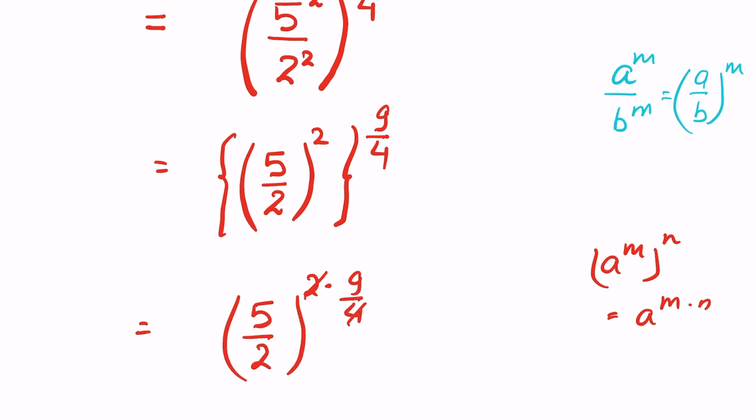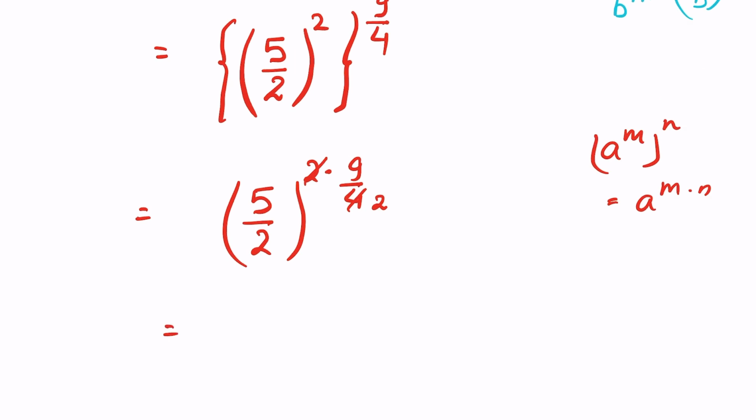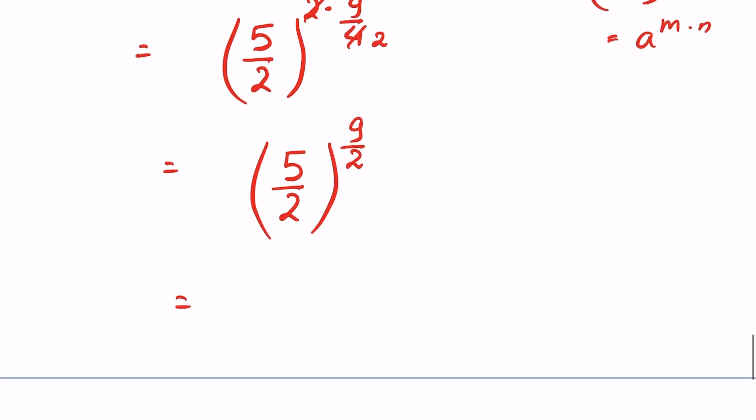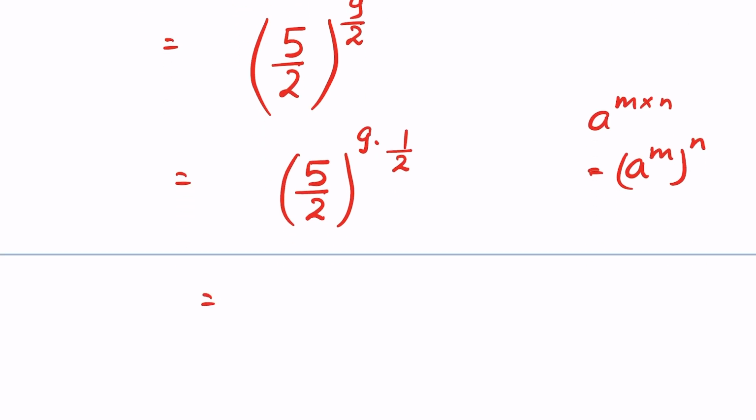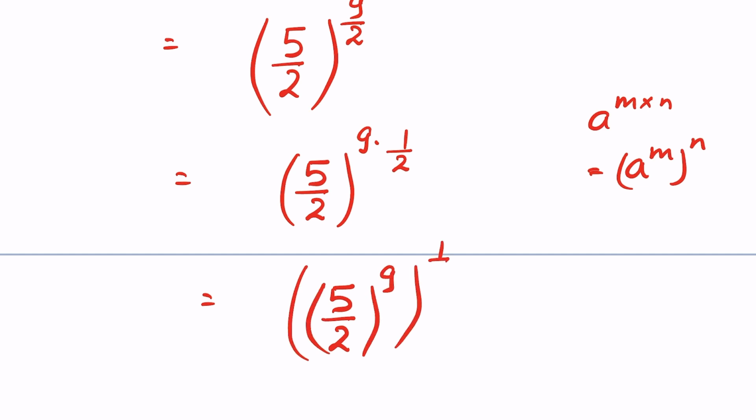Now 2 times 2 is 4. So it is (5/2)^(9/2). This we can also write as (5/2)^(9 times 1/2). And when a^(m·n), we can write it as (a^m)^n. So this we can write as ((5/2)^9)^(1/2).